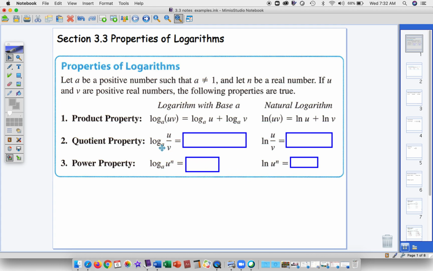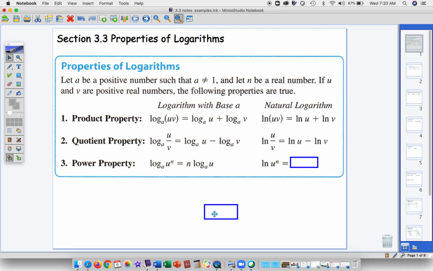For the quotient property, if we have the log base a of a quotient u over v, then that would expand to a difference. And the same for the natural log. For the power property, if we have log base a of u raised to the nth power, then that power comes out front and becomes the power times the log. Same thing for natural log. It becomes n times the natural log of u.